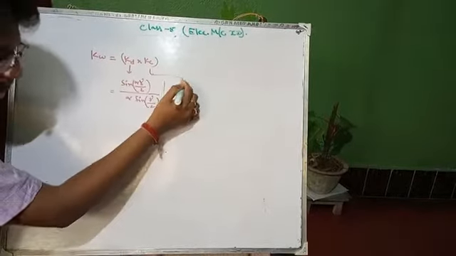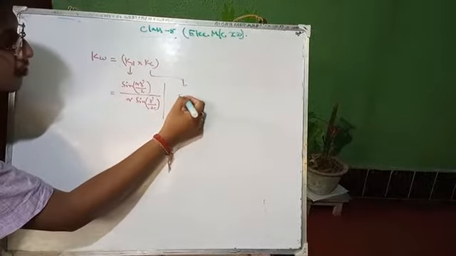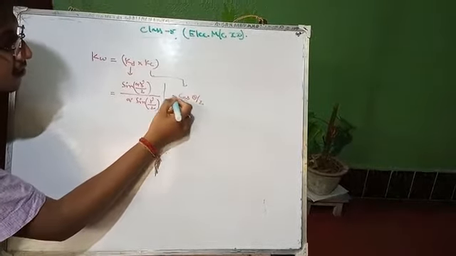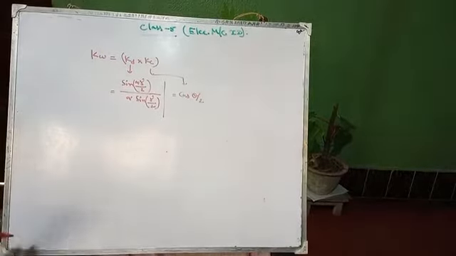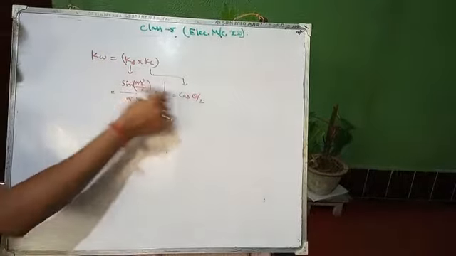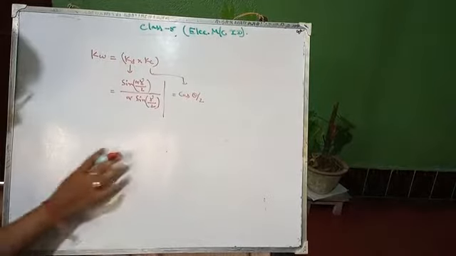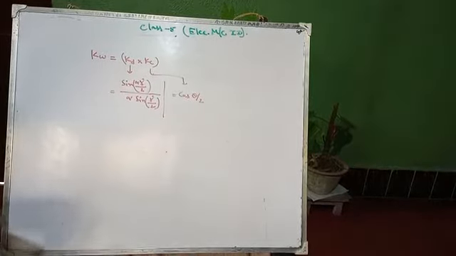And what is Kc? Kc will be cos(θ/2), where θ equals the chording angle. With these two formulae we have to complete a numerical, so write one numerical first.